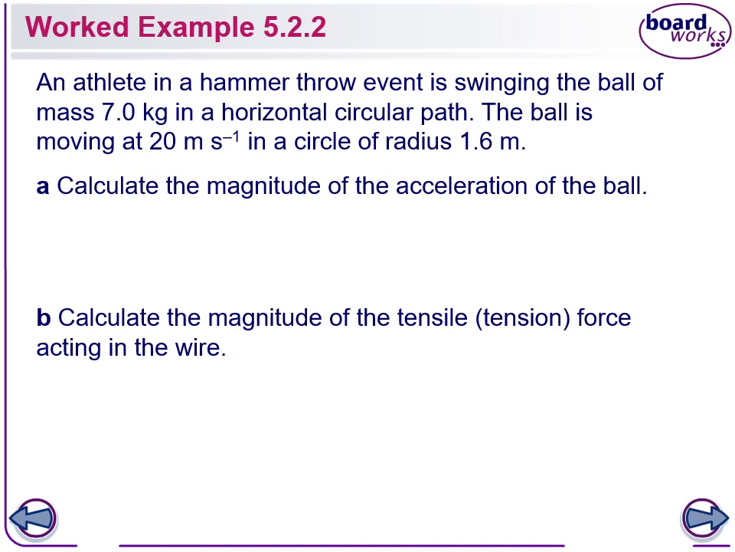An athlete in a hammer throw event is swinging the ball of mass 7 kilograms in a horizontal circular path. The ball is moving at 20 meters per second in a circle of radius 1.6 meters. Calculate the magnitude of the acceleration of the ball.